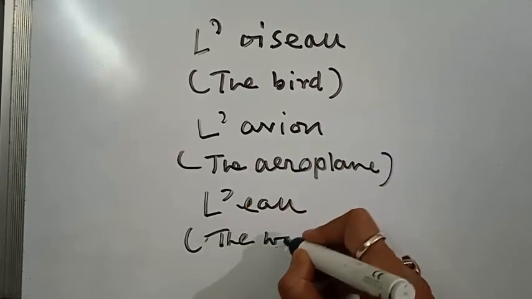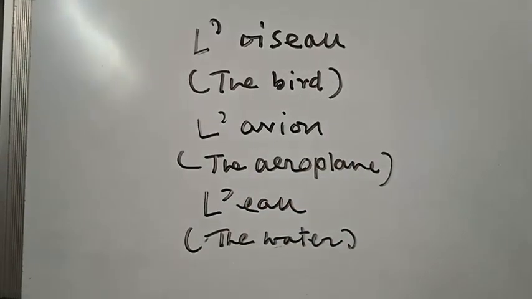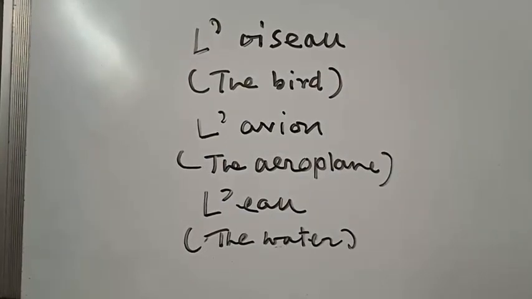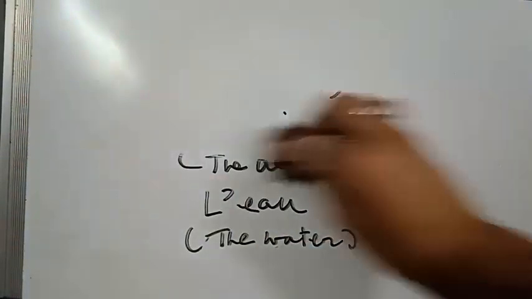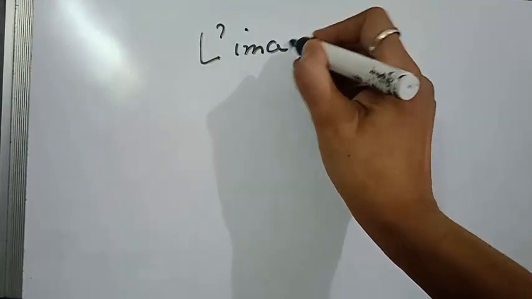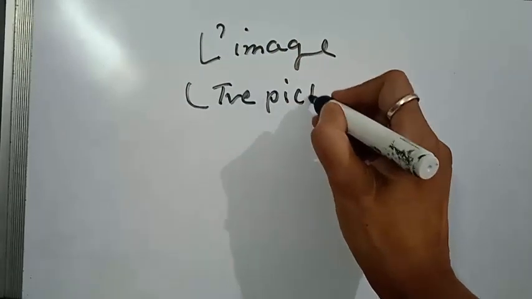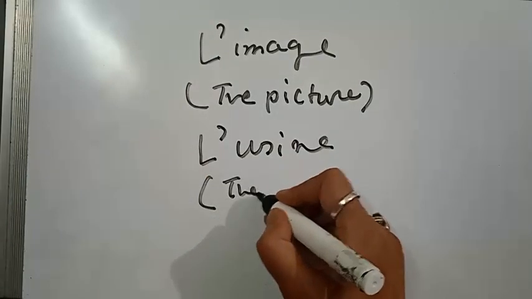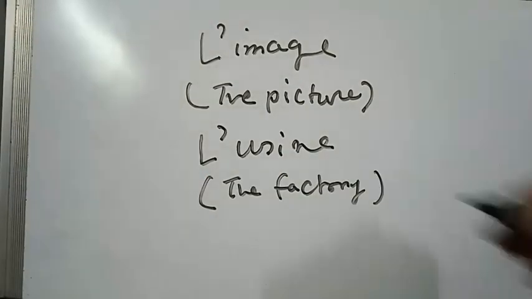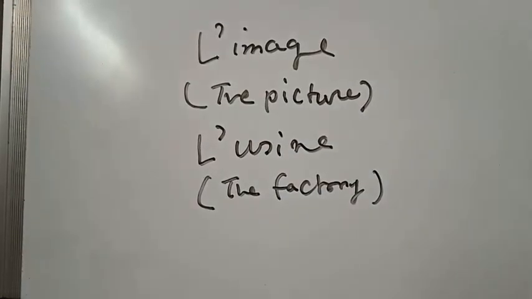The word starting with E. These are some words with A, E, O. Now I am showing you I and U. Another word with I: l'image, the picture. Then another word, l'usine, starting with U, the factory. I have shown you one example for each vowel: l'image starting with I, l'usine, the factory, starting with U. These are the words starting with a vowel.